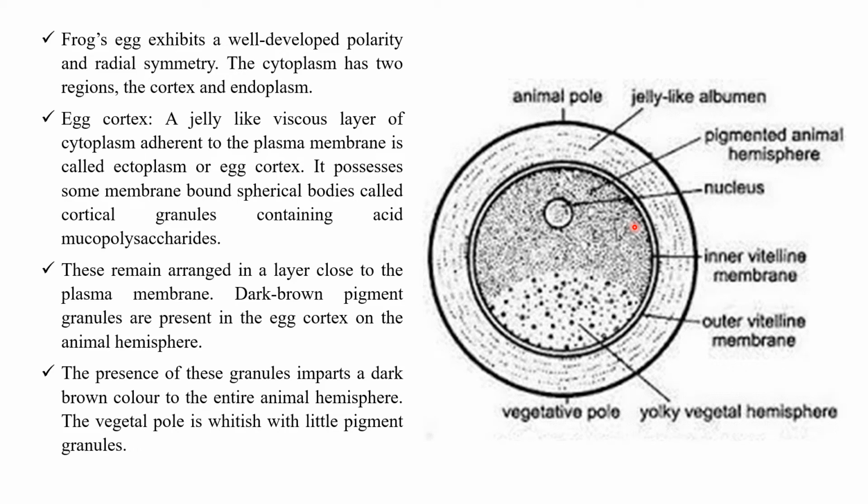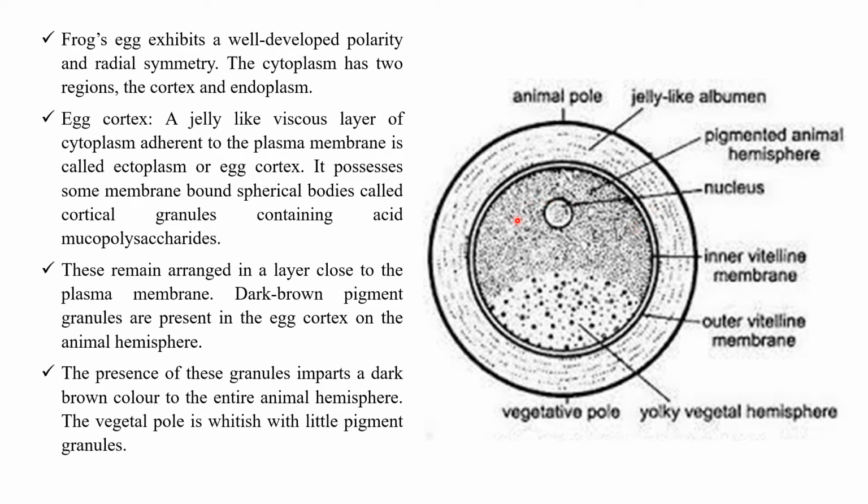These cortical granules remain arranged in layers close to the plasma membrane. The dark brown pigment granules are present in the egg cortex and the animal hemisphere. So this is the special structure, special kind of pigmentation that can be observed in amphibian oocytes.